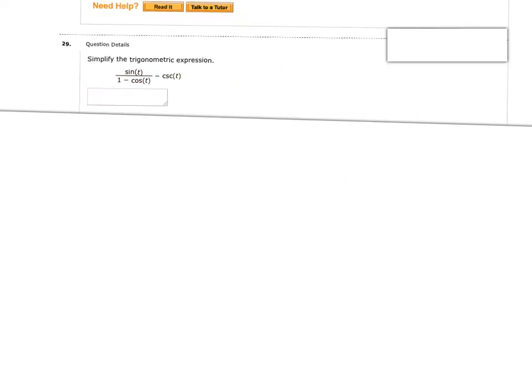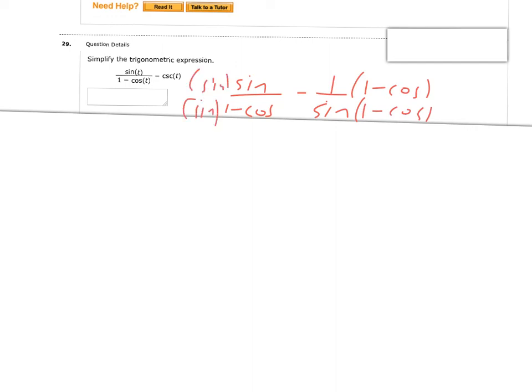All right, next up here, I can't change that, but I would change this into 1 over sine. And I would get a common denominator, so this one's going to multiply by 1 minus cosine, and this one's going to multiply by sine. And I need to make sure I distribute this as a negative 1 there, so this is going to become sine squared minus 1 plus cosine over sine times 1 minus cosine.